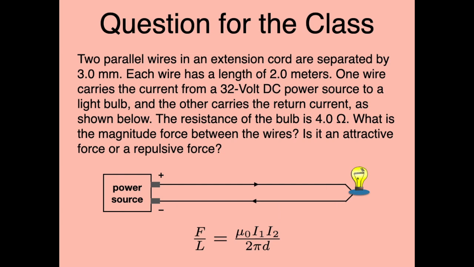Okay, so now we know how to handle and calculate the force between two wires. So let's just get a little practice utilizing this equation, making sure we know what to do with it. In this question for the class, we have two parallel wires in an extension cord that are separated by 3 millimeters. Each wire has a length of 2 meters. One wire carries the current from a 32 volt DC power source to a light bulb, and the other wire carries the return current. Okay, so that's all shown below. The resistance of the light bulb is 4 ohms. What is the magnitude of the force between the wires? And as a follow-up, is this force attractive or repulsive? So pause the video, try to work this out, and then we'll go through it.